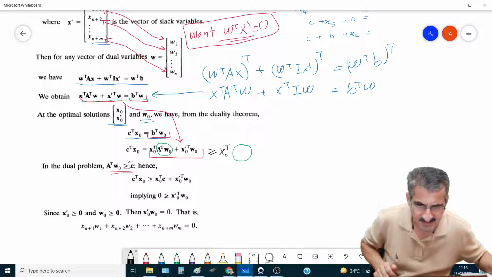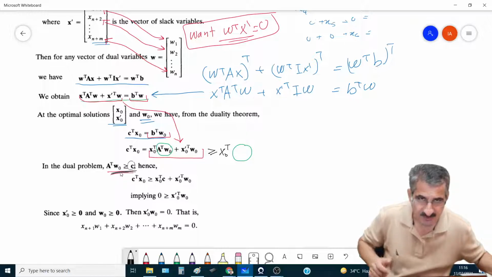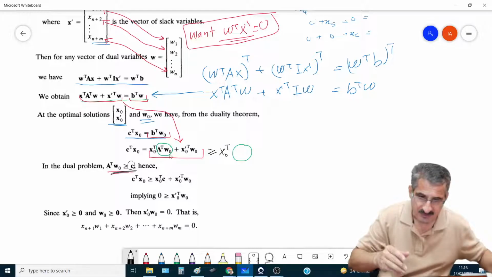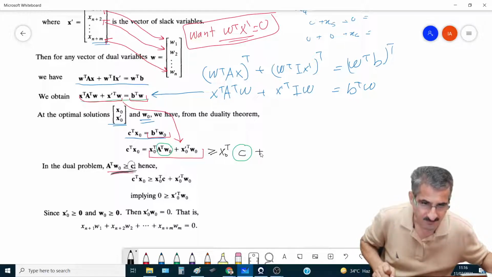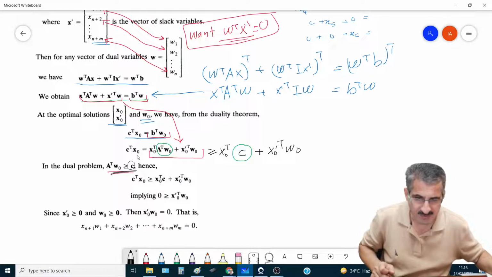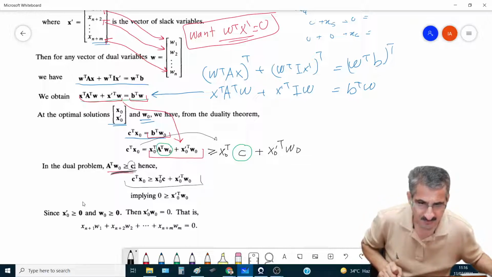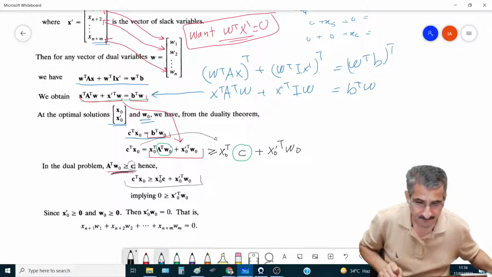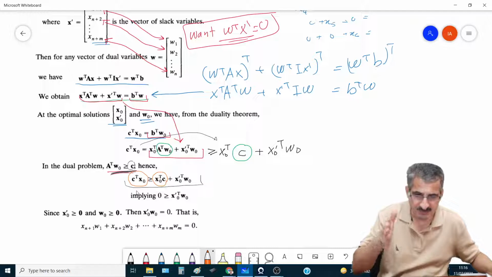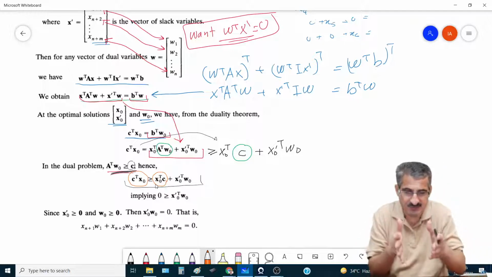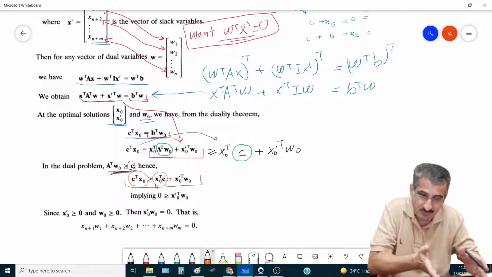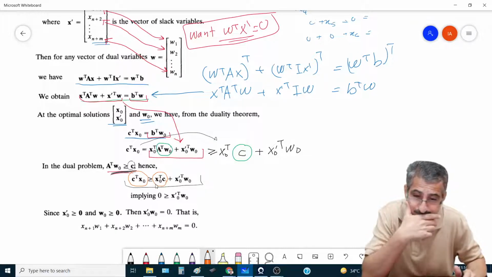With C. Because we are saying A transpose W naught is greater than C. So I will write here C plus x naught prime transpose W naught. So I got this greater than that, which is this equation. Okay, now notice this number here is the same as this number here. So this number is greater than itself plus something. So that something must be what?